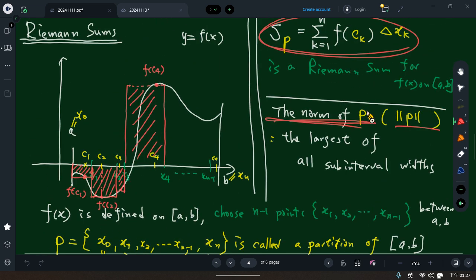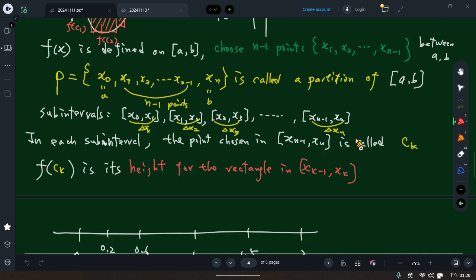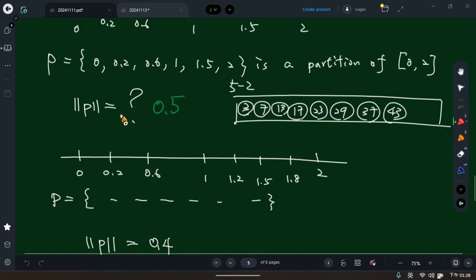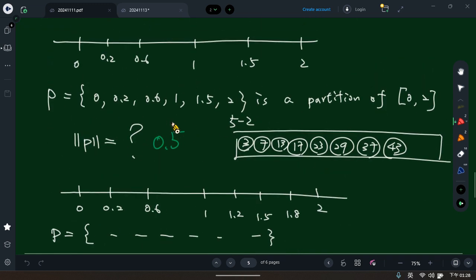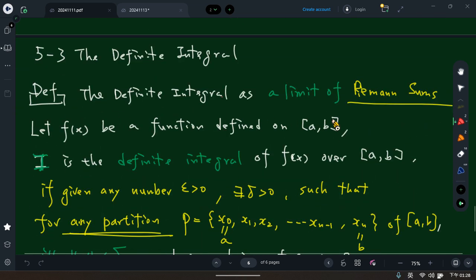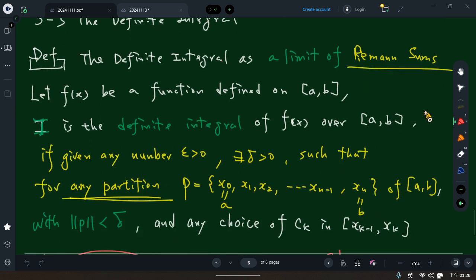And besides, next time we will talk about the idea of the norm of P. Norm of P means the largest length of all subintervals. So you can see, I also give you an example that based on this partition, you can find the norm. That means the largest width for these intervals. Okay, so after I review the concept about the Riemann sum, you already have the idea.